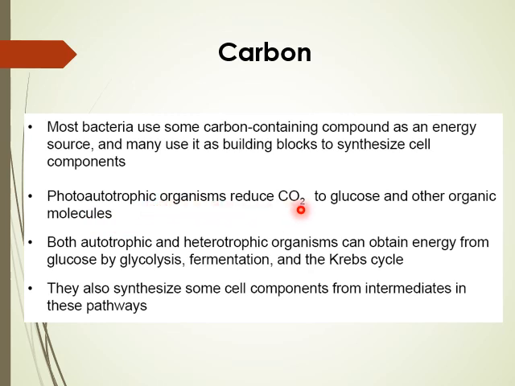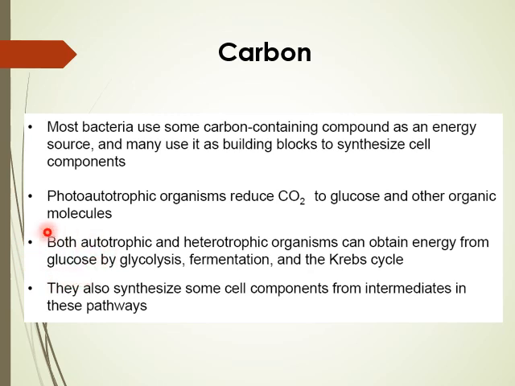Photoautotroph organisms reduce carbon dioxide to glucose and other organic molecules. So those involved in photosynthesis can utilize carbon dioxide and produce organic compounds, which are glucose and organic molecules, for the cells to then use for metabolism. And both autotroph and heterotroph can obtain energy from glucose, a carbon-containing molecule.